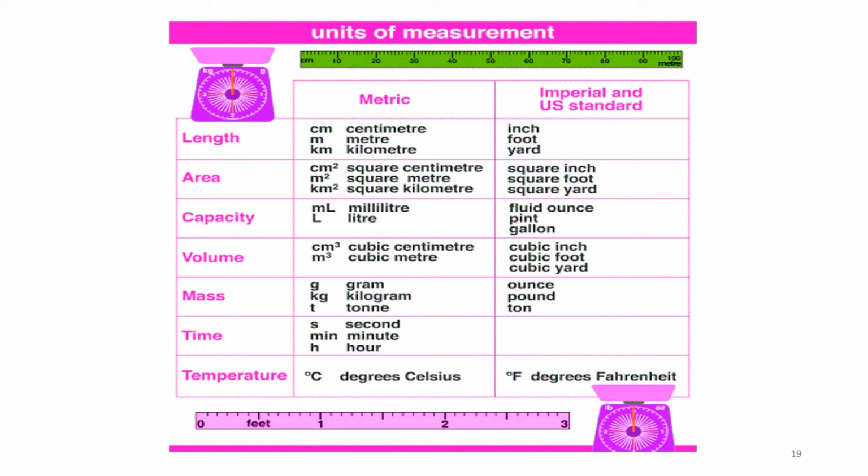Volume: metric, cubic centimeter, cubic meter. Imperial and US standard: cubic inch, cubic foot, cubic yard. Mass: metric, gram, kilogram, ton. Imperial and US standard: ounce, pound, ton. Time: metric, second, minute, hour. Imperial and US standard: second, minute, hour. Temperature: metric, degrees Celsius. Imperial and US standard: degrees Fahrenheit.